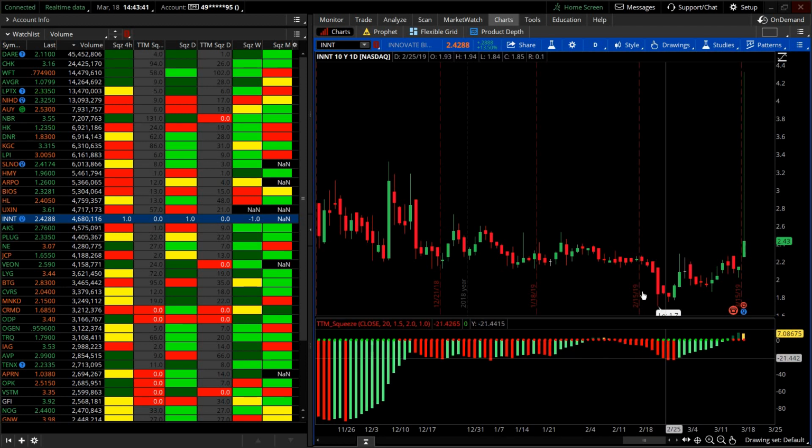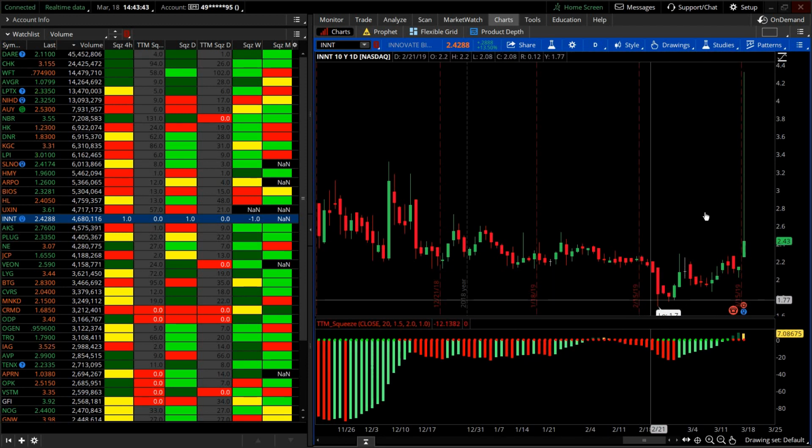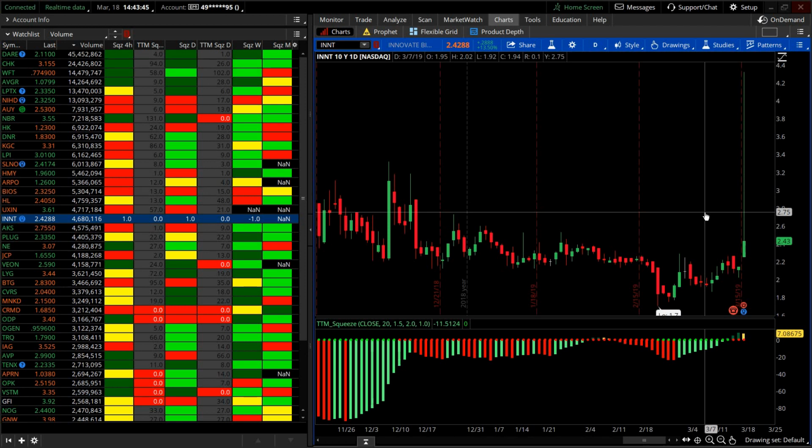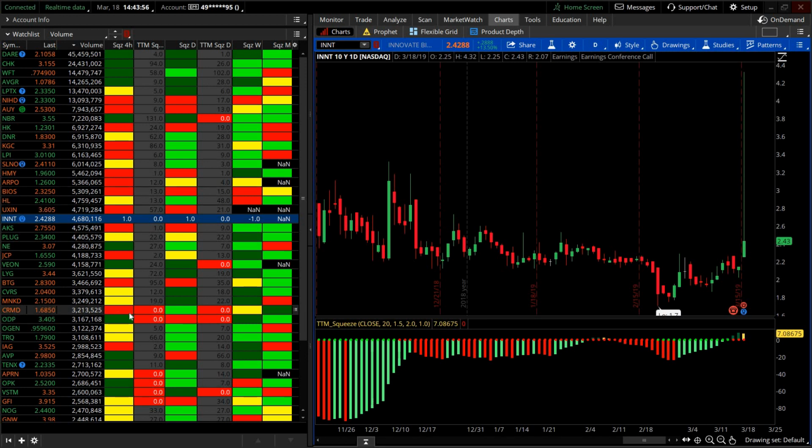Okay, so it's kind of giving you an idea that it might take off and you might get a nice little boost of energy in a certain direction. So what it's doing is giving me here on the 4 hour and on the daily, I got on CRMD, I might be looking at a squeeze, but one's going down, one's going up. So that might cancel each other out. Oh, no, now they're both going down. See how it just changed?